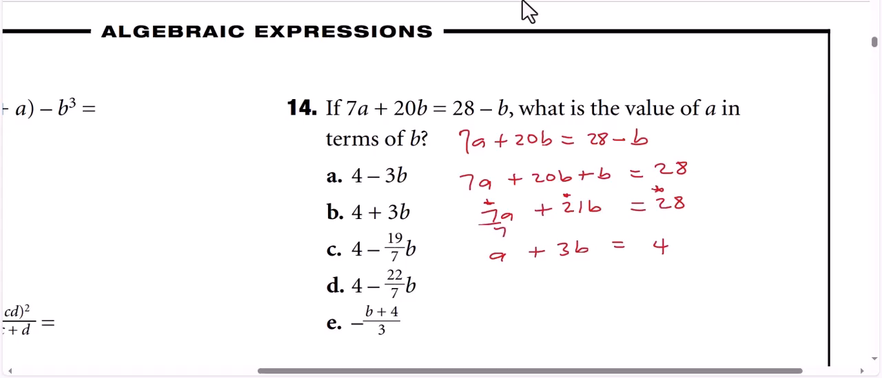I just divided every term by 7. So 7 divided by 7 is 1. That's how I have 1a. Divide 21 by 7, we'll have 3. That's how I have 3b. And divide 28 by 7, we'll have 4. Okay, so at this very point, we are solving for a. We want to make a stand alone. So for a to stand alone, we just have to subtract 3b from both sides, or collect like terms, moving 3b to the other side, which is the right hand side of the equation. So from here we have 4 minus 3b. a stands alone to give us a is equal to 4 minus 3b.